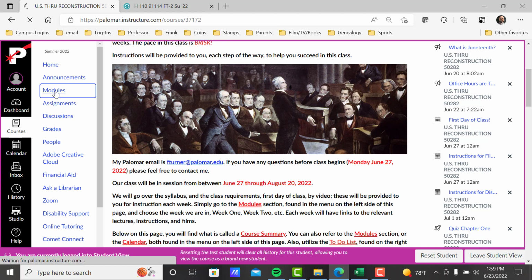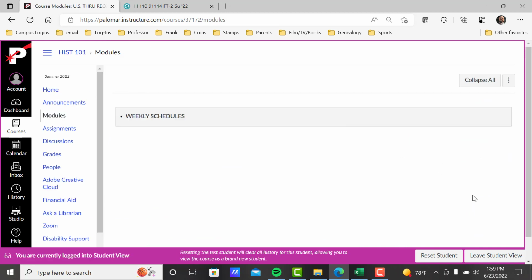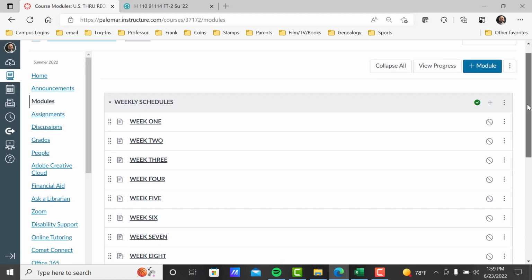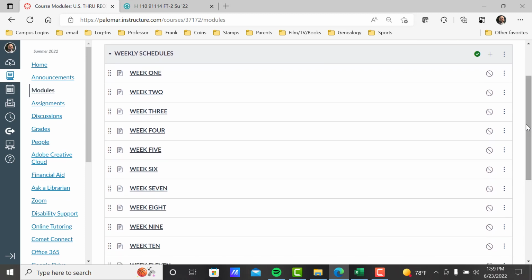So as you open modules, I need to go to my view now because I haven't put anything in here yet. There we go. You won't see it like this. Okay, we're in my view now. If you opened it right now, it'd be empty. It would say weekly schedules. And then when I publish week one, it'll show.